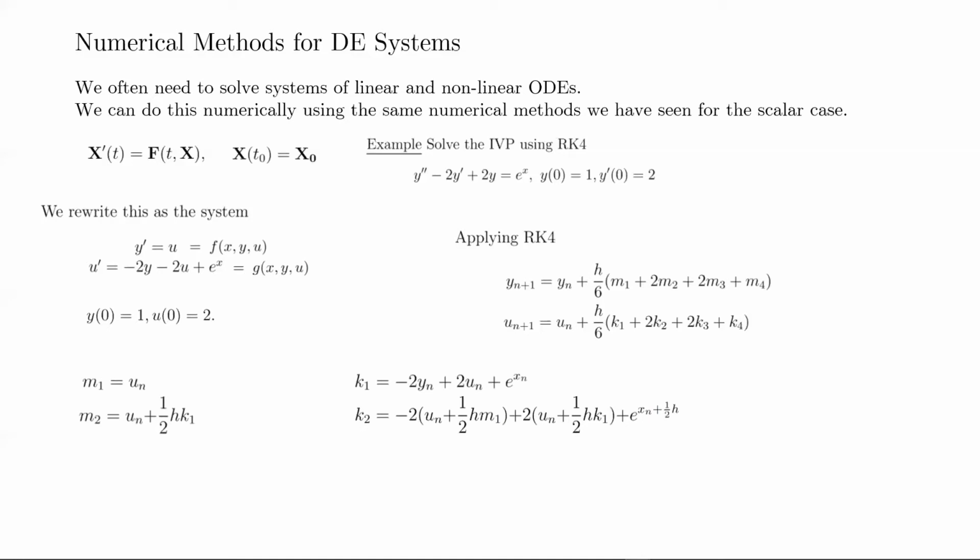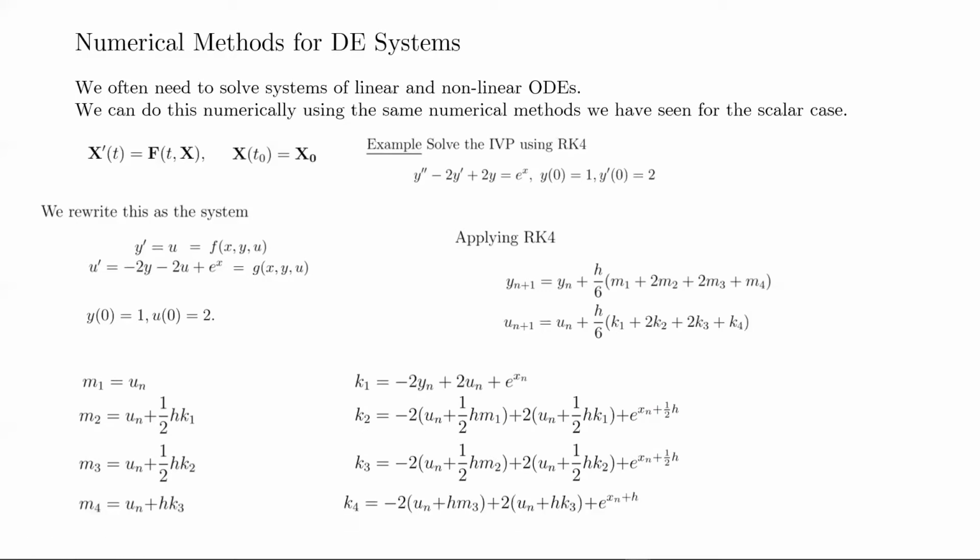I can then write down the update for m2. So if you recall, the formula for m2 was we're evaluating this function f at xn plus a half h, yn plus a half h times m1, un plus a half h times k1. So that's why we have un plus a half h times k1 here. And again, things get more complicated for k2 and k3 and k4.